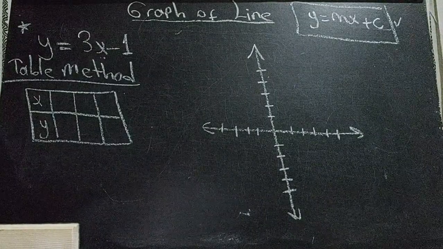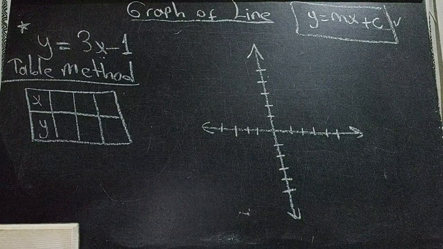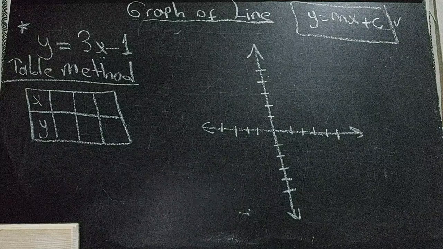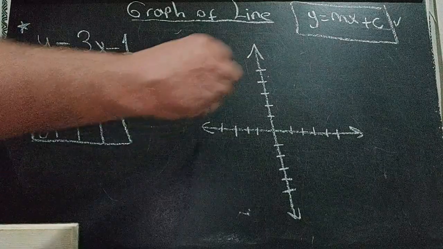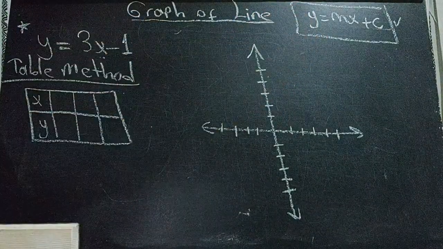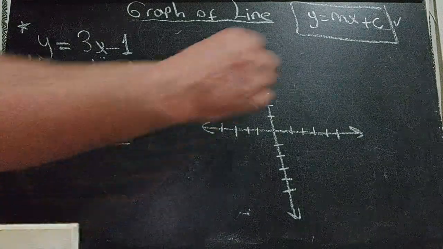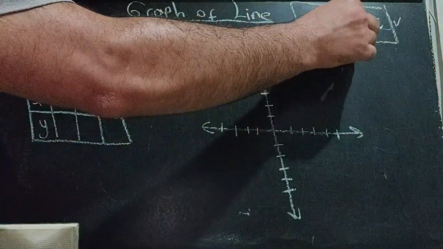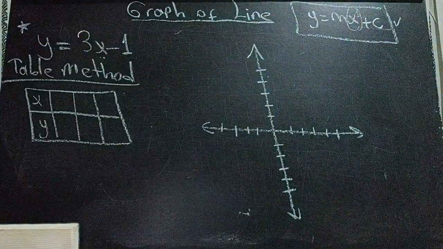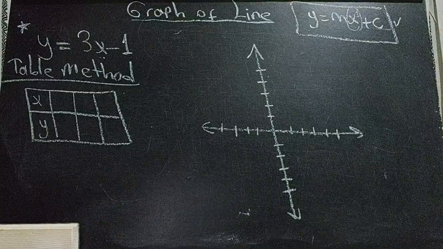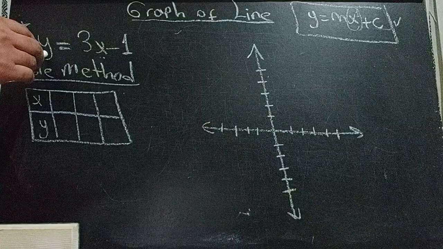All right, now so far we were talking about the coordinate system. Now, how to draw the graph of a line. If you have a linear function like y equals mx plus c, when we have x to the power 1, that means it is a straight line, right? Okay, so let's have a look at this question.